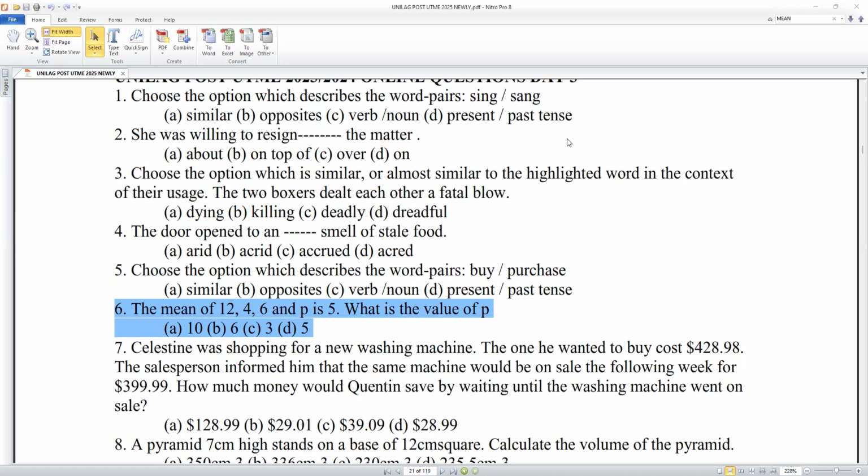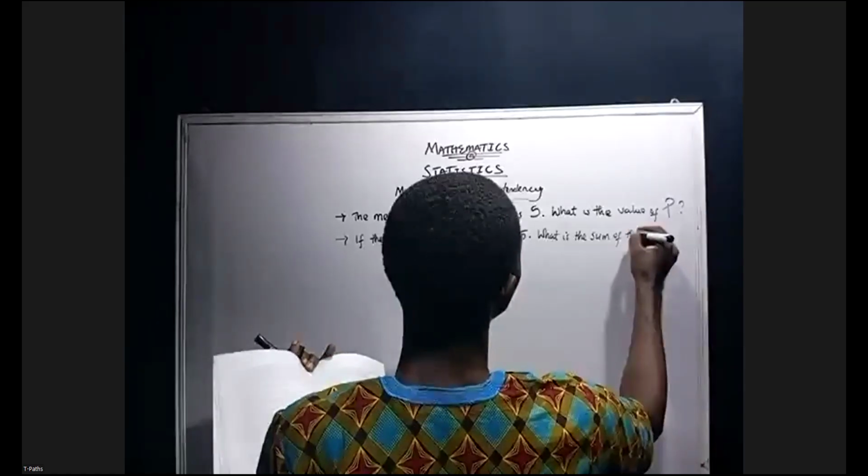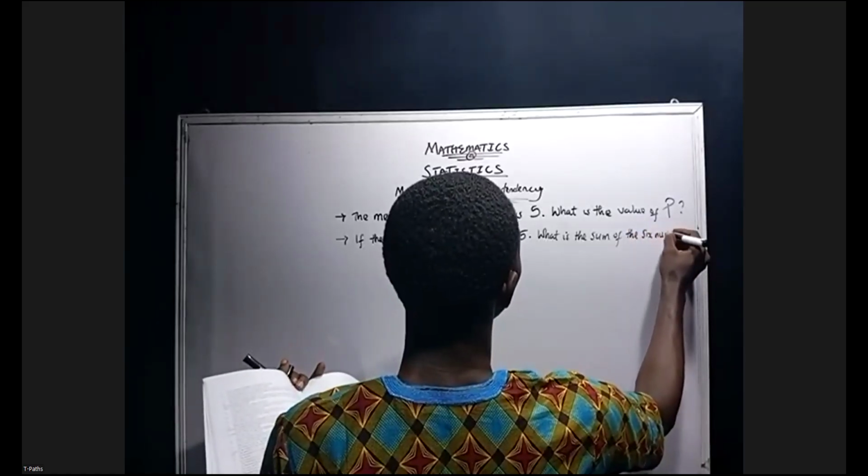So I won't use 5 numbers again. If the mean of 6 numbers is 15, what is the sum of the 6 numbers?